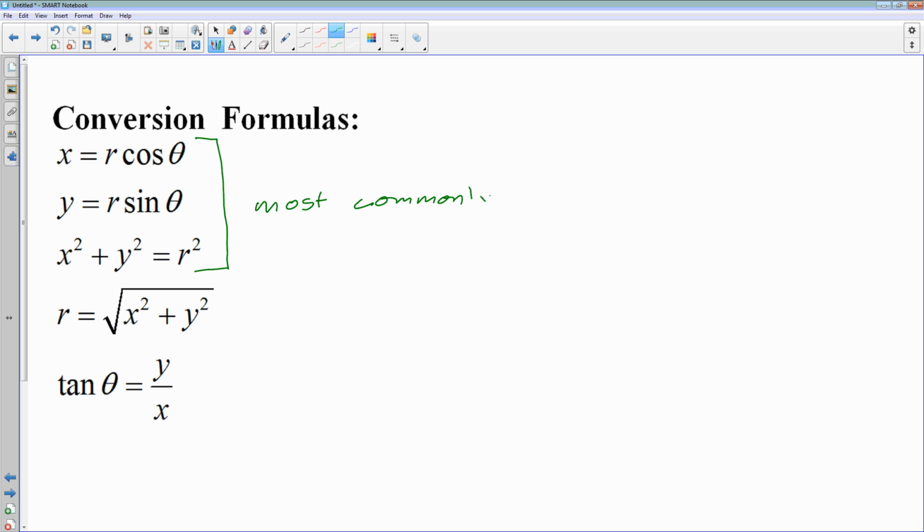My writing is bad. Most commonly used, that's supposed to be an S. There we go. All right, the most commonly used 3 are those top 3. The bottom ones will be used on occasion. But we're going to use those formulas.